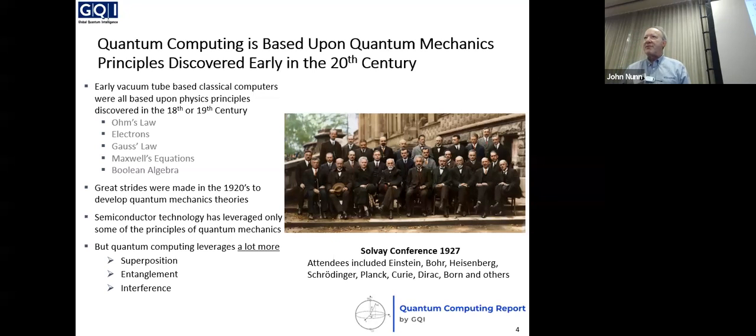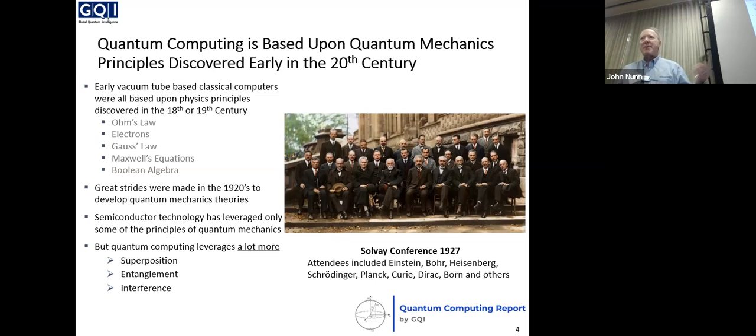New principles were discovered with regard to quantum mechanics, and it was sort of brought to a head at a conference called the Solvay Conference, where people like Einstein and Born and Heisenberg and other people came up with new theories of physics that we had not known before. And the interesting thing is that the computers we use today really don't use most of those, or have not up until now used those theories.